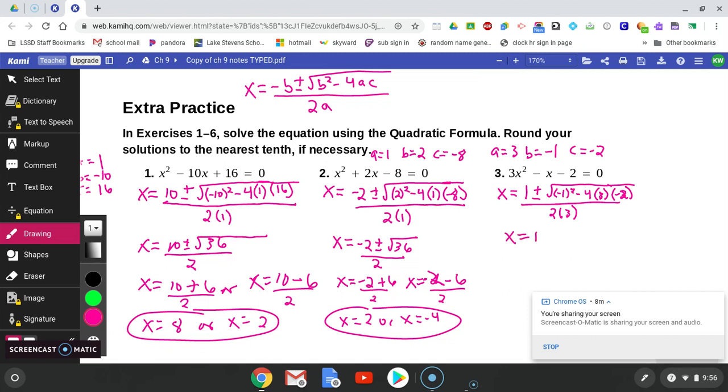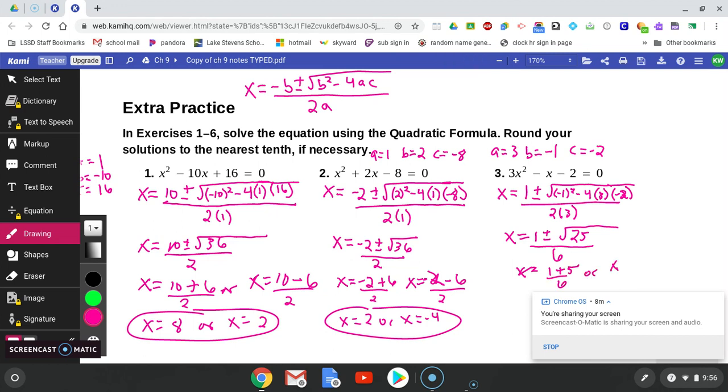So I get x is equal to 1 plus or minus the square root of, well, 1 squared is 1. Negative 4 times 3 times negative 2. Let's see, 4 times 3 is 12, times 2 is 24. Negative times a negative is a positive. So I have 1 plus 24, which is 25. And dividing it by 6. So x is equal to 1 plus square root of 25 is 5, divided by 6.